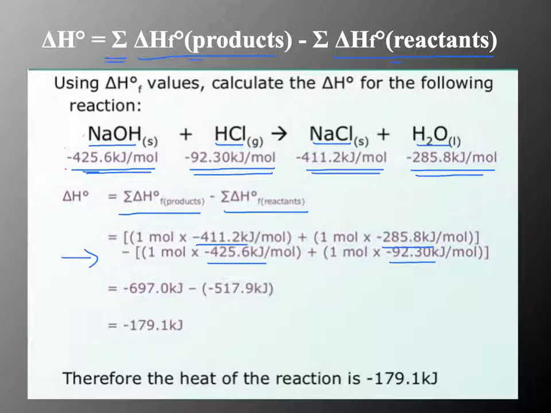So when you add all these up and do the math, you end up with a total value of negative 179.1 kilojoules, and this should say per mole. The person who made up this slide forgot that part. And so the heat of the reaction, the standard enthalpy for this reaction, is listed as negative 179.1 kilojoules per mole. By that negative number, you already know this is going to be an exothermic reaction. It'll feel warm. It'll be giving off heat to the environment.